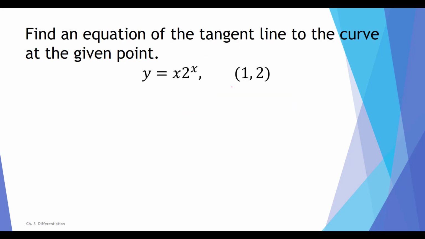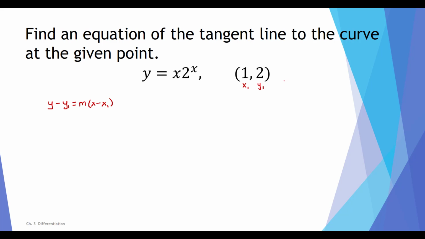In this problem, we want to find an equation of the tangent line to the curve at the given point. Our curve is y equals x times 2 to the x, and our point is (1, 2). We know that the equation of a line is given by y minus y1 equals m times x minus x1, where (x1, y1) is any point on the line and m is the slope. Now we know a point on this line is (1, 2). So x1 is 1, y1 is 2.